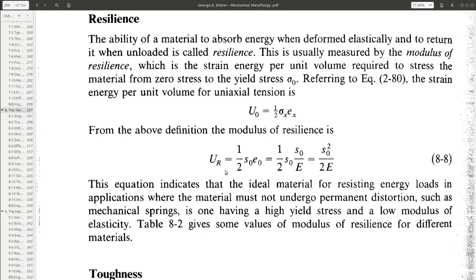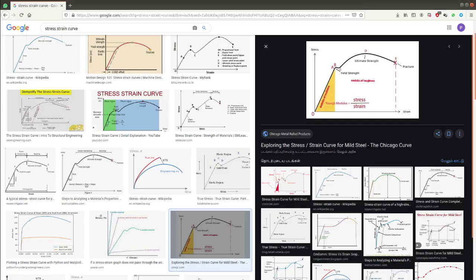If you notice, this is nothing but the area under the curve up to the yield point. So for example, in this picture, this yellow region, where A is somewhere here at the yield strength, and up to this region, this area is the modulus of resilience.